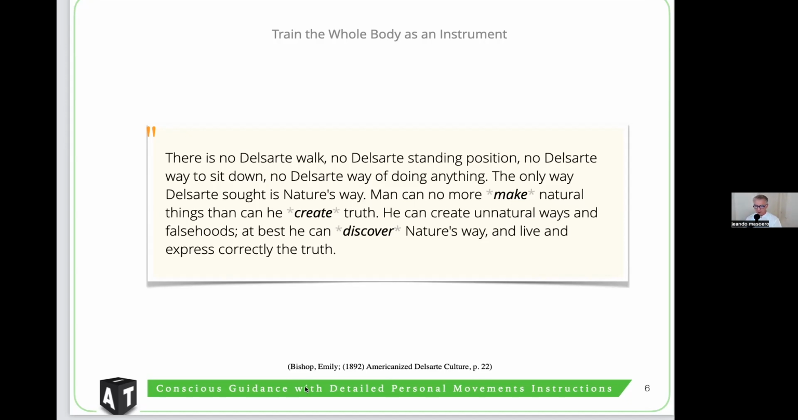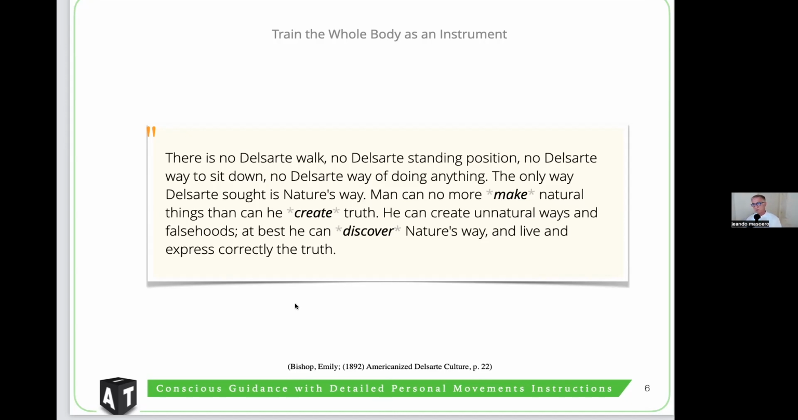So to bow to nature is to find the law, and to obey the law. It's not to accept what you feel as true and just reproduce what you feel is right. This has never been the Delsarte way, and it has never been mine either.